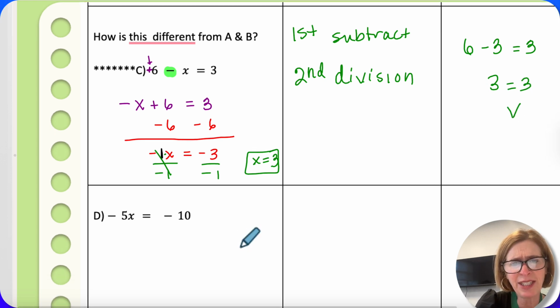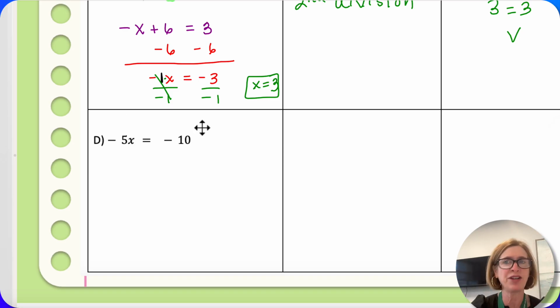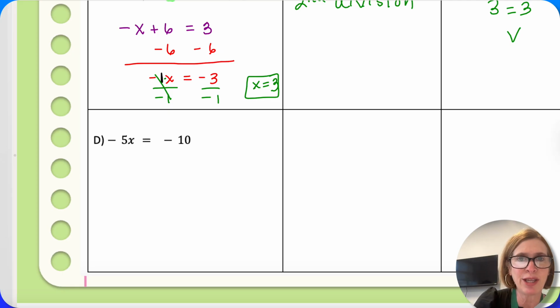All right, let's try that division again. Here I have -5x equals -10. I can't simplify anything on each side. They're already done. So now I have to use inverse operations. I need to remember that that -5 is actually being multiplied to the x.